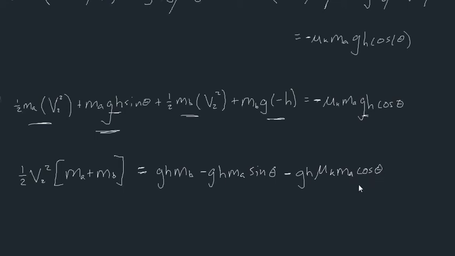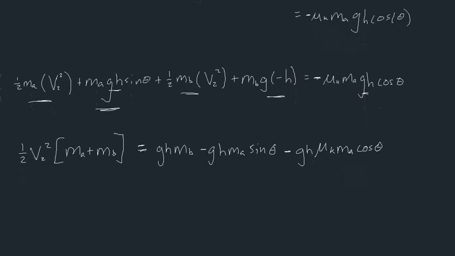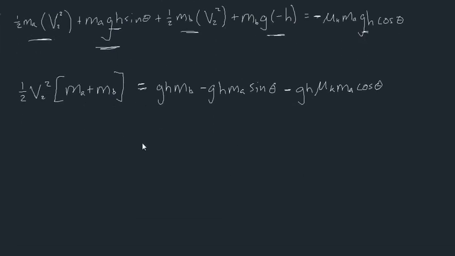Hopefully it should be a little bit more obvious now how I'm going to factor out the gh now that I've rearranged these terms slightly. Well, on the right hand side, we're going to get something which looks like this. We're going to get gh factored out, and it'll be mb minus ma sine theta minus mu k ma cosine theta.